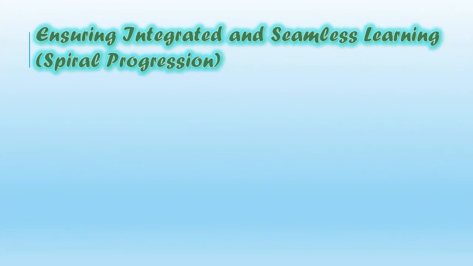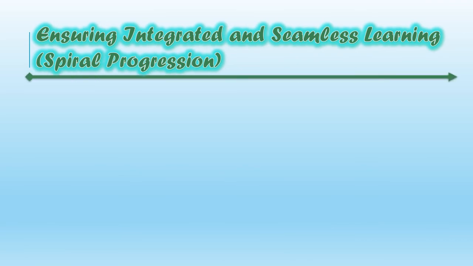Okay, the next one, number four, the salient feature ensuring integrated and seamless learning. That is the spiral progression. By the way, the spiral progression is the approach of the K-12 curriculum. Some mistook the spiral progression as the curriculum itself, but it is the approach of the K-12 curriculum. It is like the design of our subjects, the way we construct our subjects.